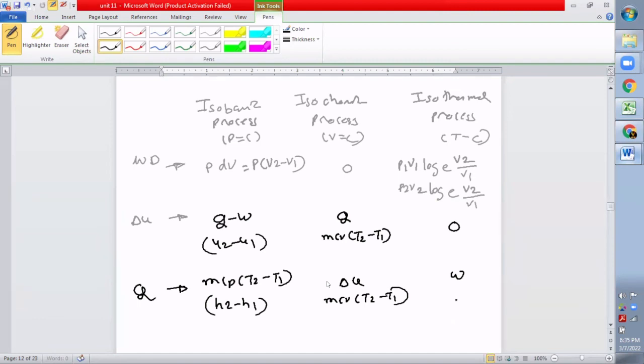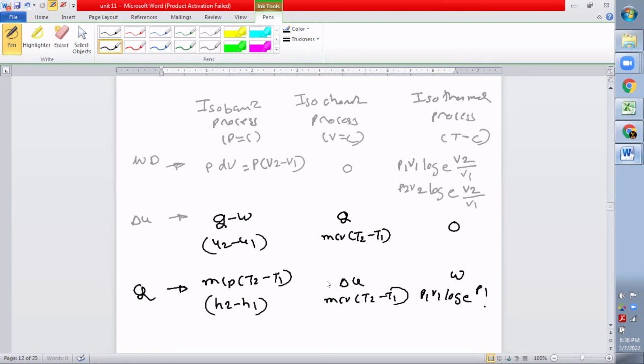P1 V1 is equal to P2 V2, so V2 by V1 is equal to P1 by P2. Here W is P1 V1 log to the base e of V2 by V1. Now P1 V1 is equal to P2 V2 because temperature is constant, so V2 by V1 is equal to P1 by P2. Yes or no? So W is P1 V1 log to the base e of P1 by P2.